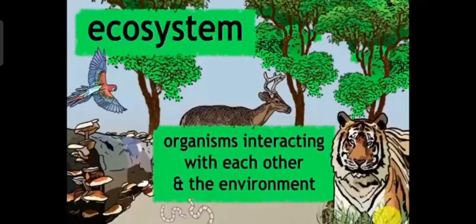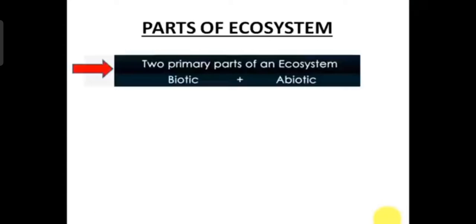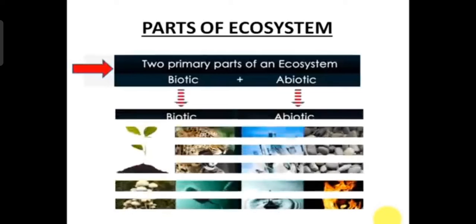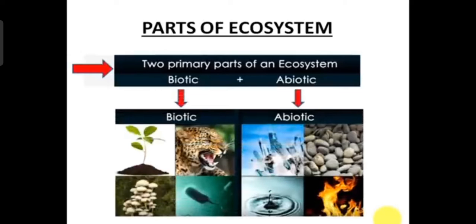What have you understood by the definition of ecosystem? An ecosystem is an area, an environment where both the living as well as non-living organisms interact with each other. So let us now talk about the parts of an ecosystem. There are primarily two parts of an ecosystem. One is the biotic part and another one is the abiotic part. So what is the biotic part? The biotic part consists of all the living things, all the living organisms, like the plants, the animals. Anything which is living will come under biotic.